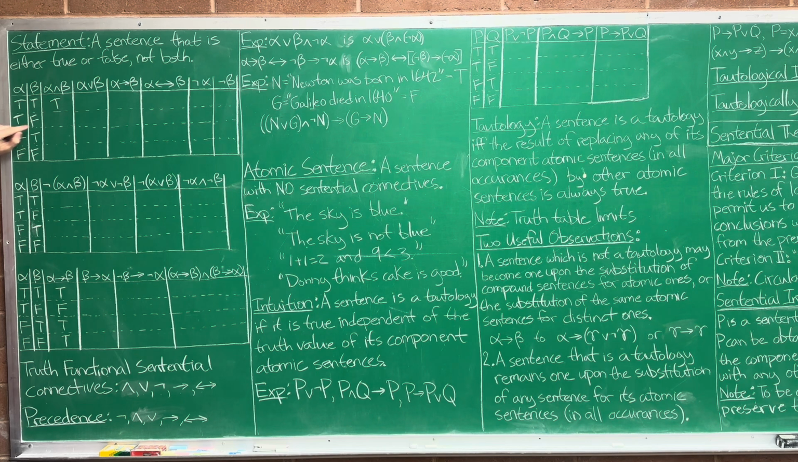Next one, if alpha is true and beta is false, alpha and beta is false. False. I say I'm a teacher and I'm a billionaire. Did I lie to you? Yes. Next one, if alpha is false and beta is true, alpha and beta is false. And finally, if they're both false, then it's false. Good. Now moving on to or. Remember, we're using or in the inclusive sense of the word. So it's okay to have both alpha and beta be true.